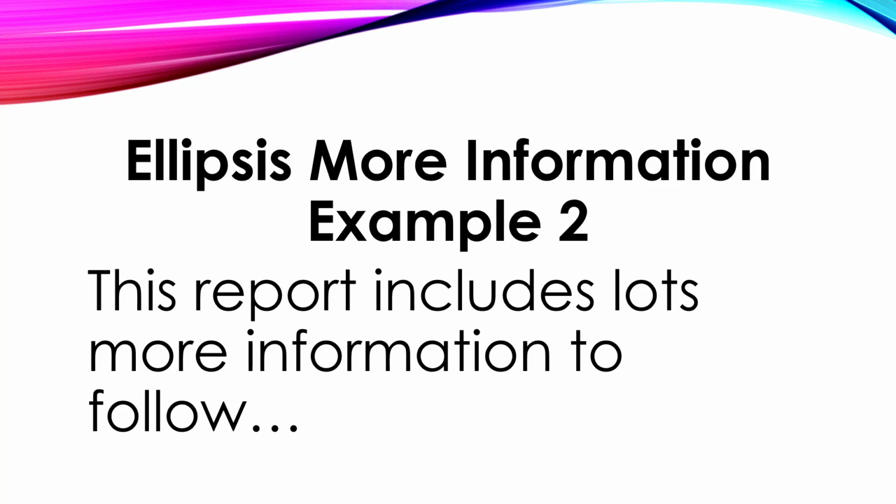Let's look at an ellipsis more information example. This report includes lots more information to follow ... So instead of a period, I end this with an ellipsis to indicate, hey, there's going to be additional sentences and information that are following this sentence.